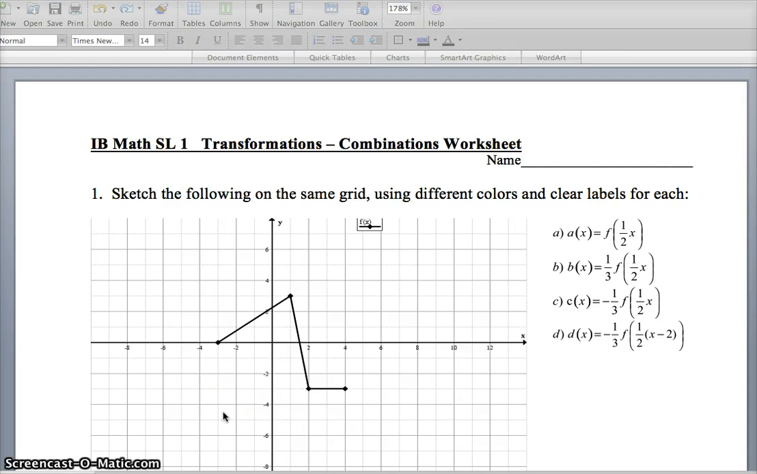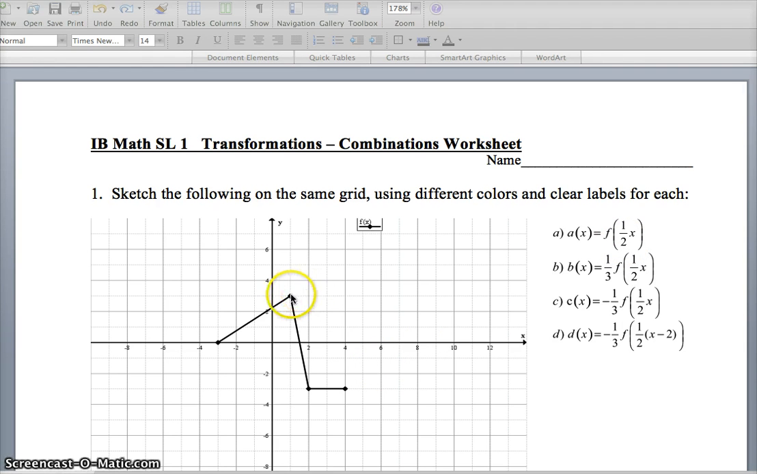All right, now we're going to take a look at the transformations combinations worksheet that you had to do for homework. You started with the function f of x. In the first problem, you have a horizontal compression. Well, you're multiplying by 1/2. You're really having a horizontal stretch by a factor of 2.